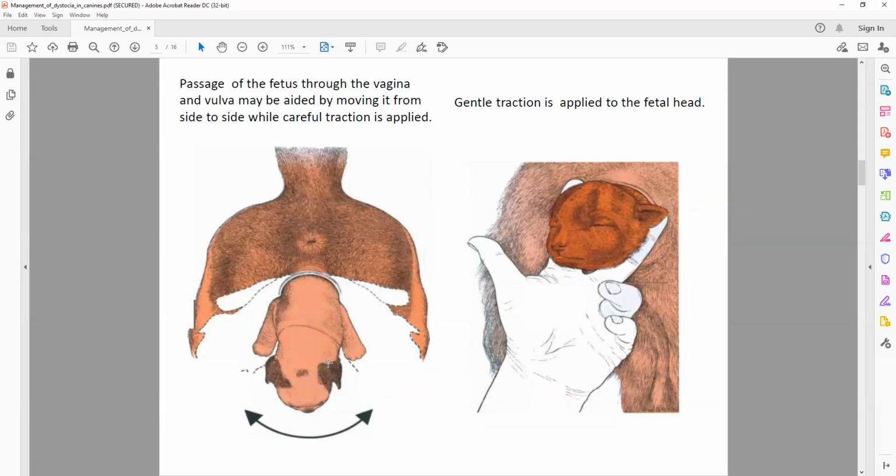You can swing the fetus as well. Rather than putting force straight forward, you can swing in a semicircular manner. Then the yielding will be a little bit easy.